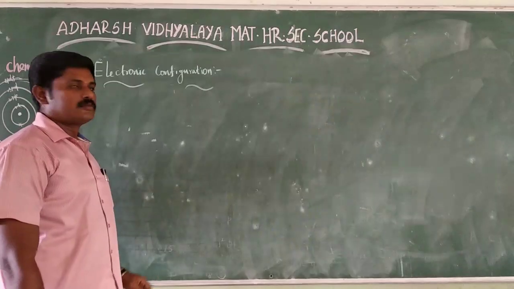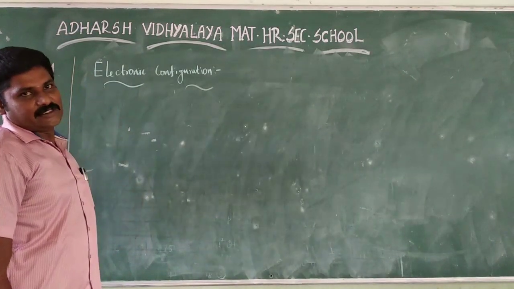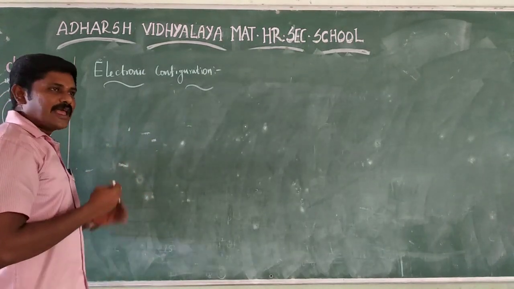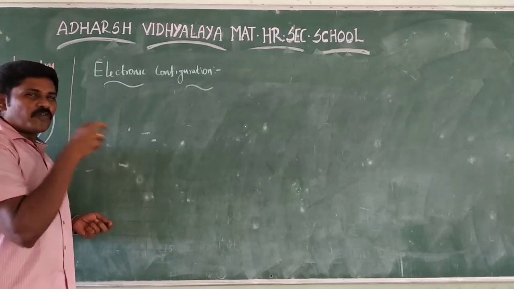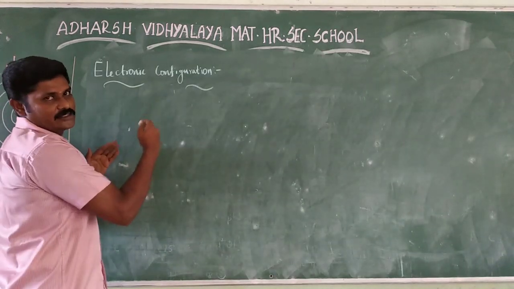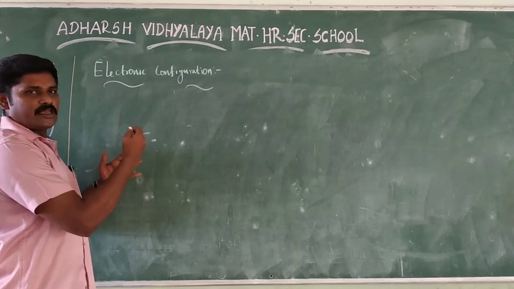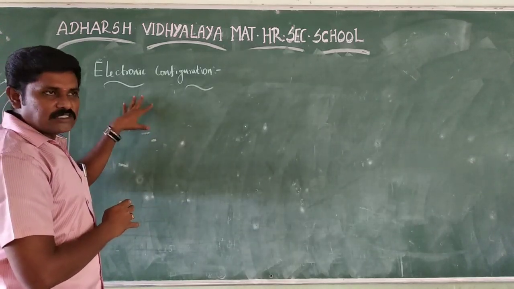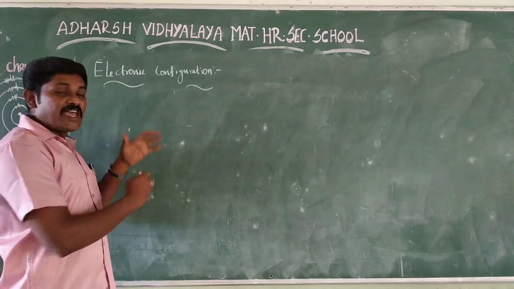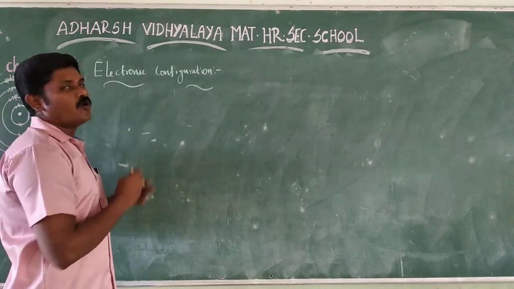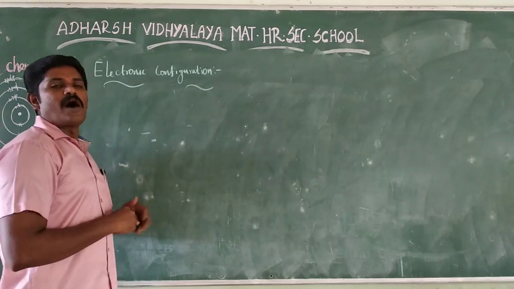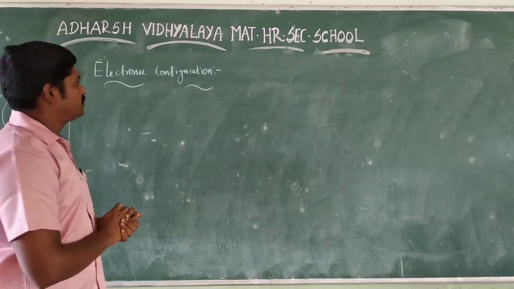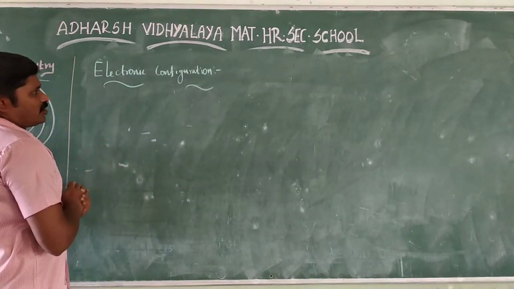Right? Electronic configurations: how the electrons fill in the orbitals. S, P, D, F orbitals. In an atom, the electrons are filled in various orbitals according to the Aufbau principle, Pauli's exclusion principle, and Hund's rule.